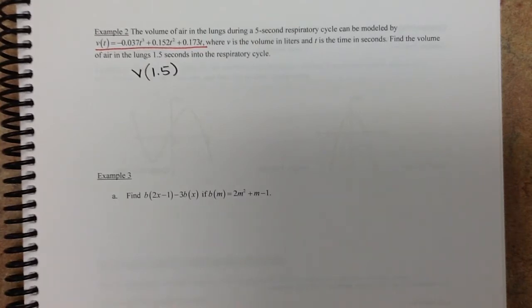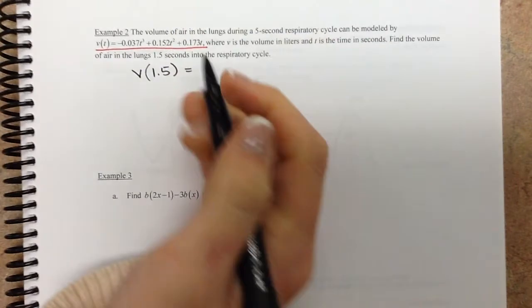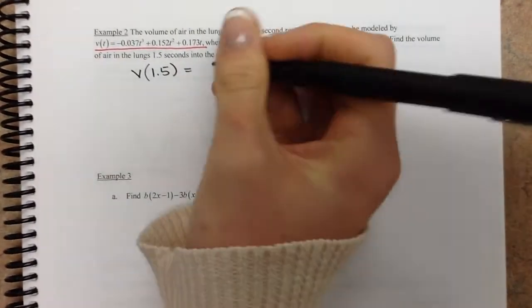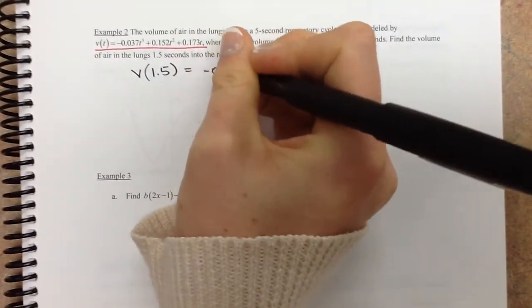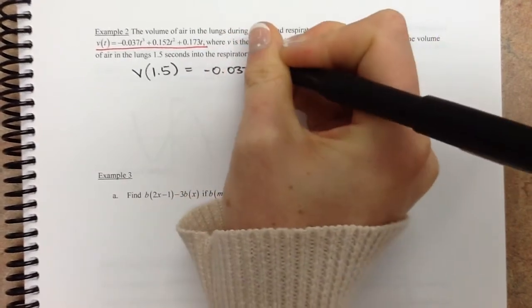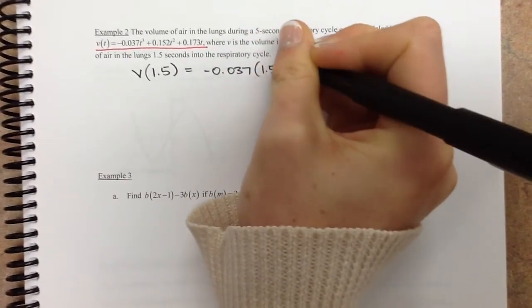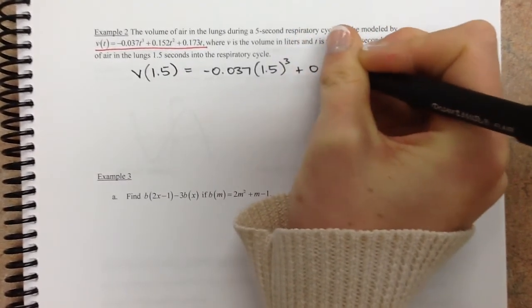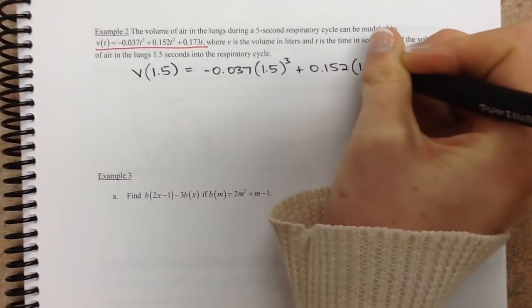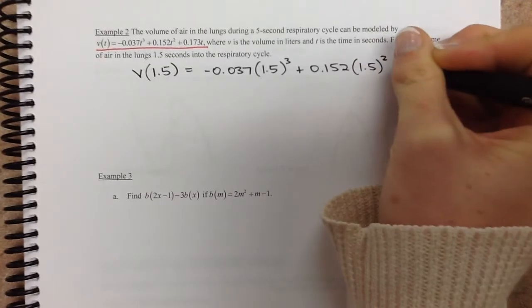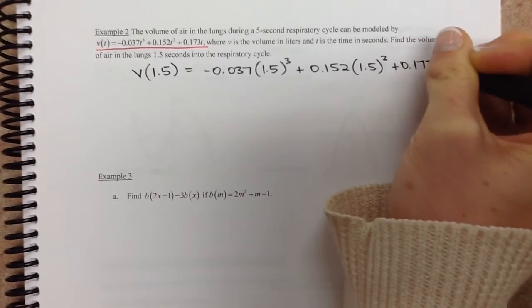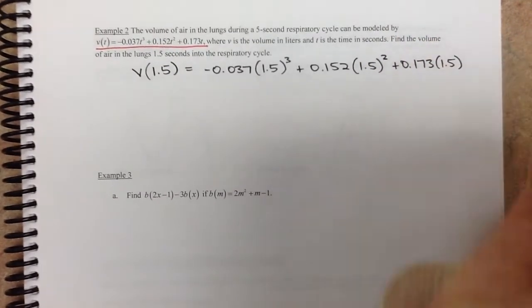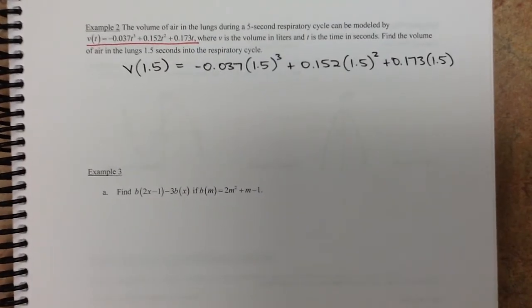Okay, so I've done this before in previous sections. I'm literally just going to take this equation, everywhere I see a T, I'm going to plug in a 1.5. So we're just rewriting these equations. Plug in 1.5 for T right here, plus 0.152, plug in 1.5 for T right here, and then our last term. Okay, so you need to make sure you're showing that work. That's what it looks like.